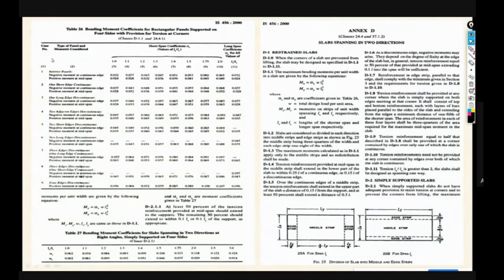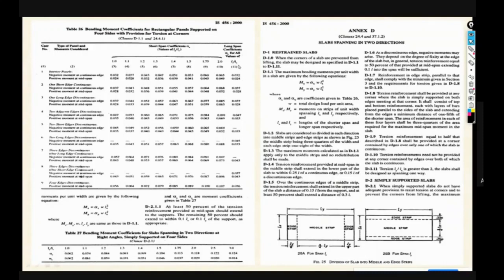Here you can see the first column is the serial number or case number. The second column is the type of panel and the moments considered. Next is the short span coefficient alpha x, with values as per the Ly by Lx ratio: 1, 1.1, 1.2, 1.3, 1.4, 1.5, 1.75. These are the Ly by Lx ratios, and the long span coefficient alpha y is given for all the values.